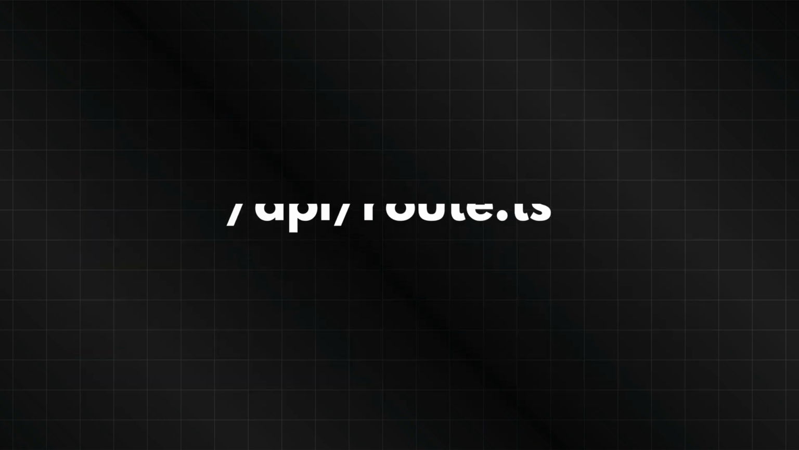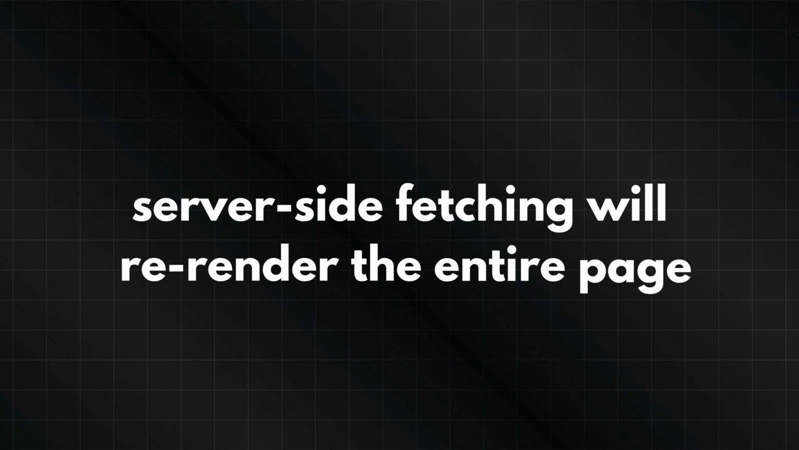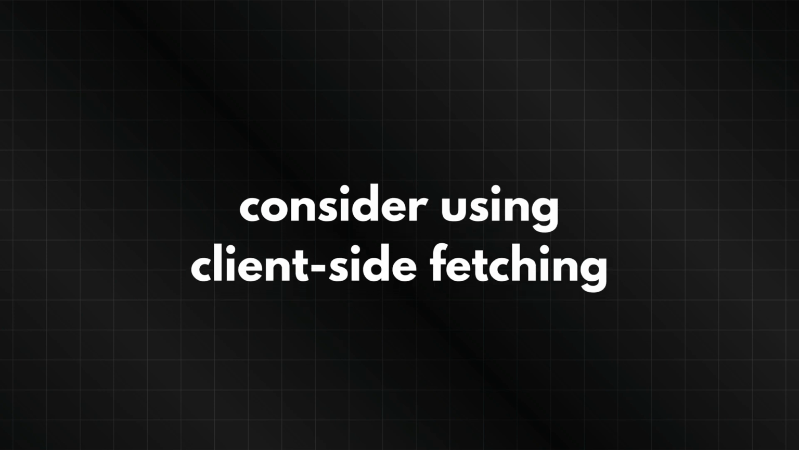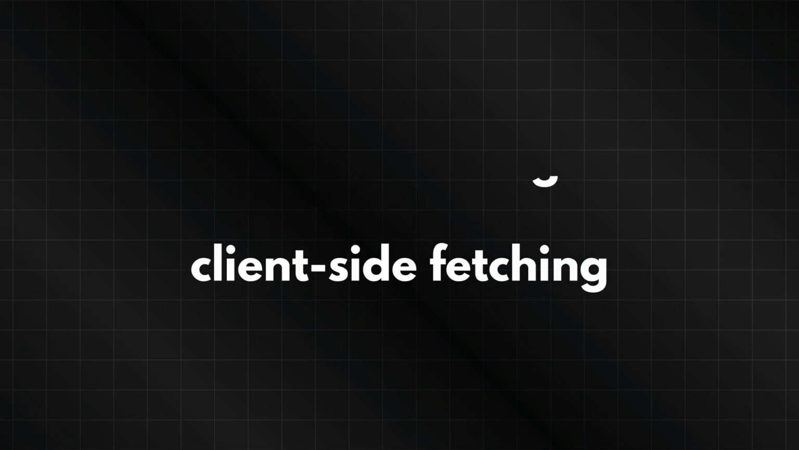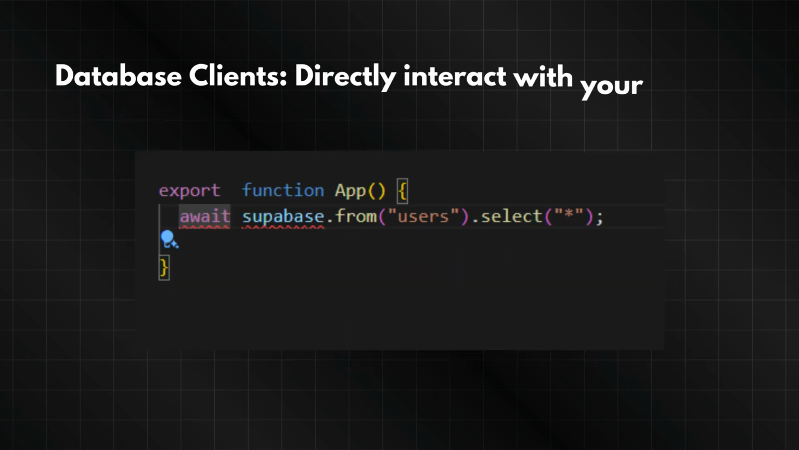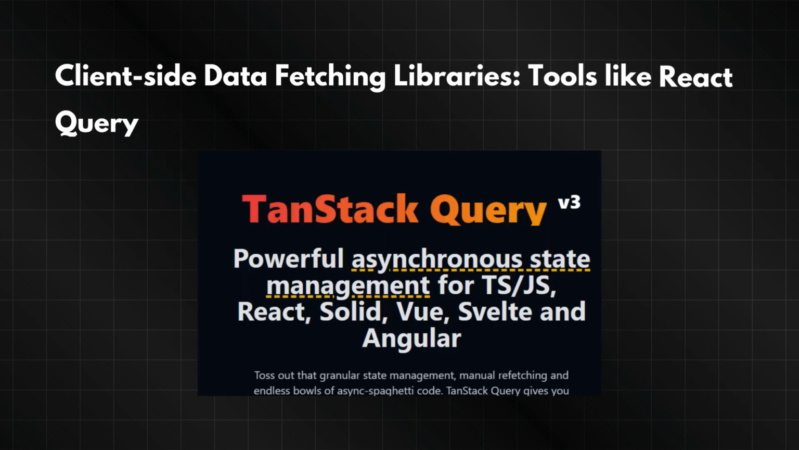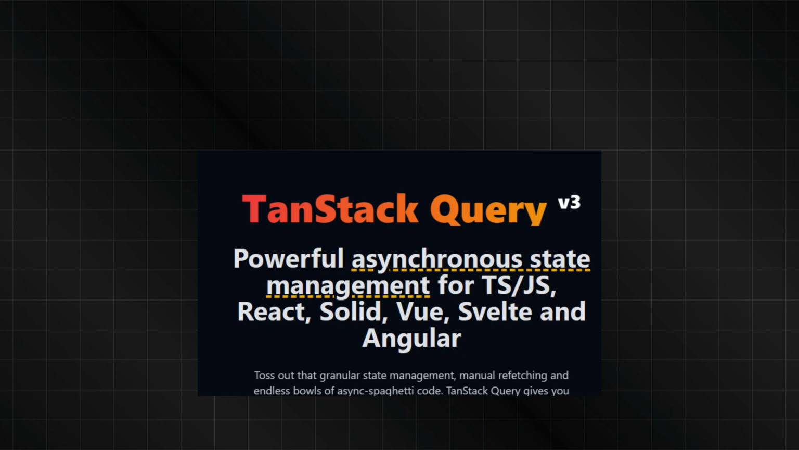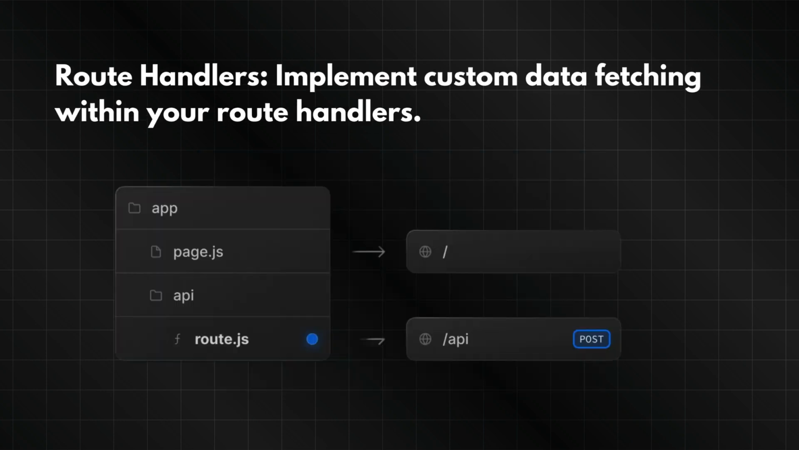Keep in mind that server-side fetching will re-render the entire page. If you need more flexibility and don't want a full page reload, consider using client-side fetching. In Next.js, you have mainly 4 options for data fetching. Fetch API. This is a built-in API which is made on top of the Fetch API. You can just use this method for making HTTP requests. You can also use any kind of database clients, like ORMs. You can also use some client-side fetching libraries like React Query. You can also use route handlers, which let you create an API endpoint in the app itself.